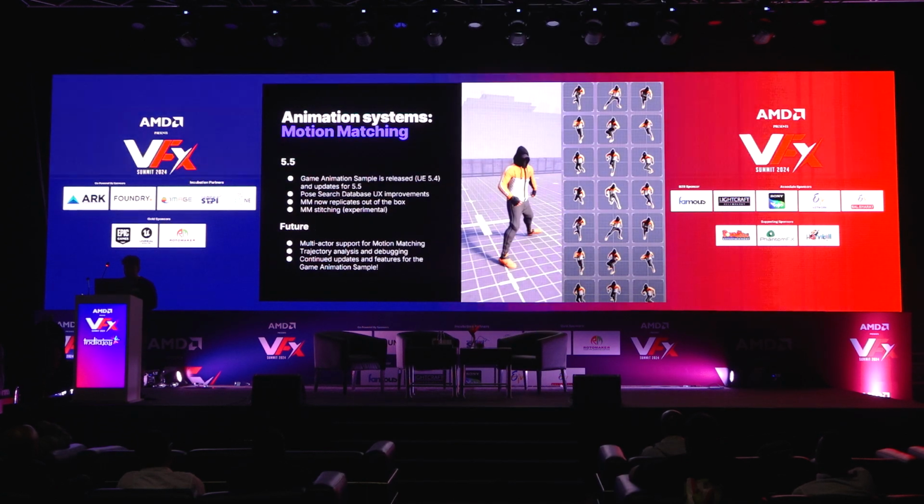To quickly touch on motion matching, we have been spending a lot of time on the example content data set that was released with 5.4 and debugging tools to make the system more robust. In the future, we are looking to add support for multi-character interactions and improving the tooling around trajectories.